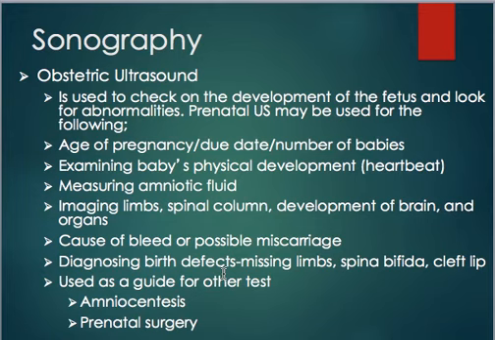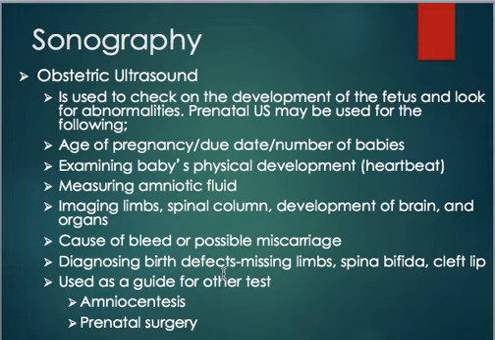For obstetric or OB ultrasound to look at the fetus, what we're doing is checking the development of the fetus and looking for any abnormalities. So prenatal ultrasound can be used for a lot of the following things. One, to determine the age of the pregnancy. Sometimes it's not exactly clear when conception happened, so they can go off the date of the last menstrual period, but it's not an exact science. So they might want to go through and verify the age of the pregnancy. A lot of women's due dates have changed based on the ultrasound. They thought they were either further along or not as far along, and that changed it.